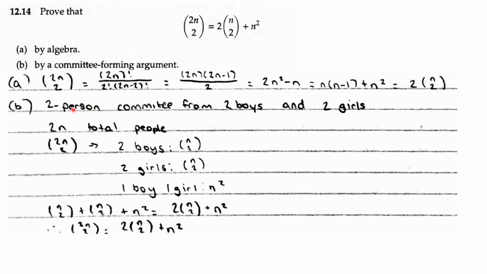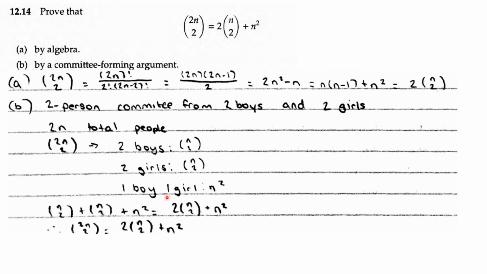And then the second one, which is committee forming, if there's a 2-person committee from n boys and n girls, there's 2n total people, and 2n choose 2, if it's 2 boys, it's n choose 2, 2 girls is n choose 2 as well, and 1 boy and 1 girl is n squared.